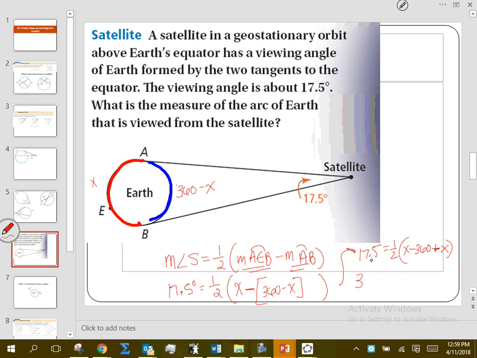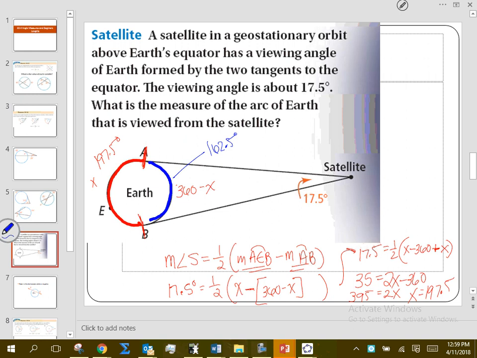So now I get 17.5 times 2 is 35. And then here I'm going to get 2x minus 360. I'll add 360, so it gives me 395. It's 2x. X ends up being, I think, 197.5. So that is from A to E to B is 197.5 degrees, making the blue one 162.5 degrees. And that's what we're looking for.